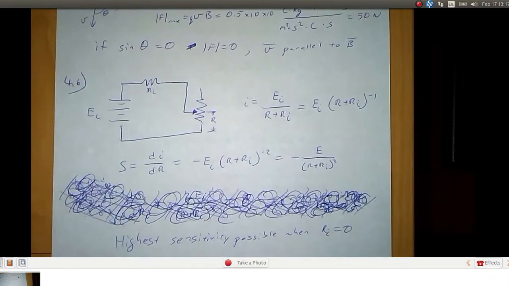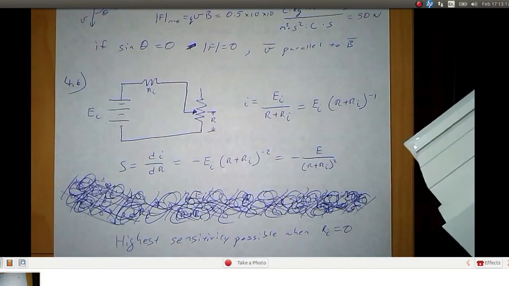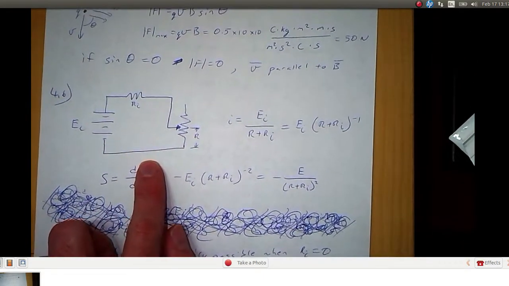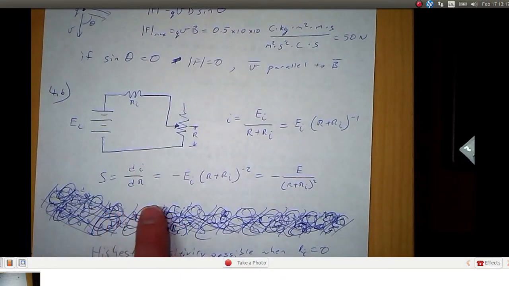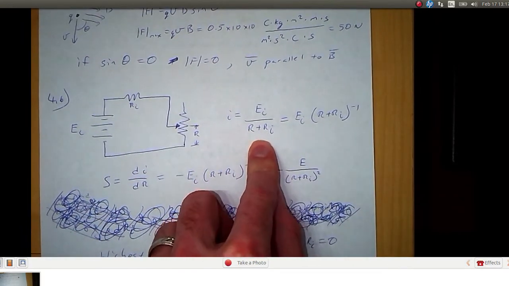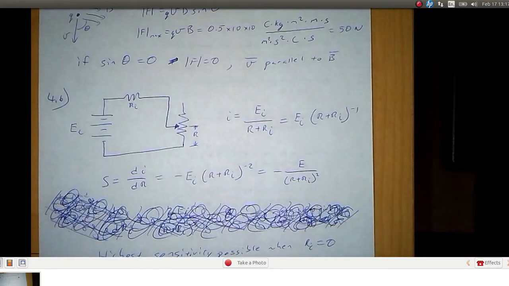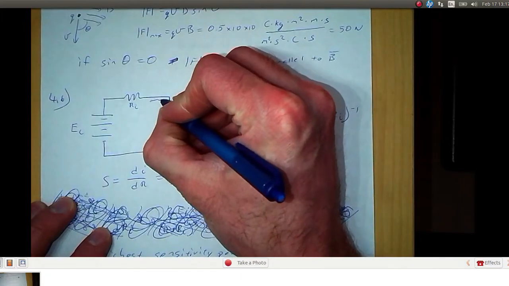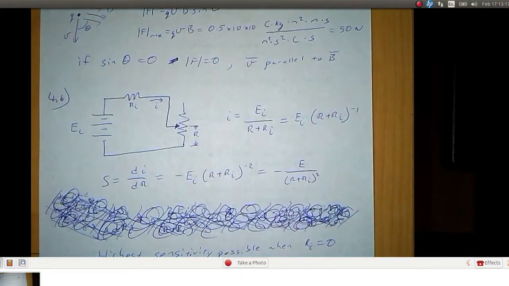On the next problem, we are asked to find an expression for the sensitivity of this circuit with respect to the resistance. So here's the equation for the sensitivity of the current with respect to resistance. And current is shown here, so I. Here is the expression for current, and we just want to find the sensitivity, which is the derivative of current with respect to resistance, so how quickly the current changes as resistance changes.